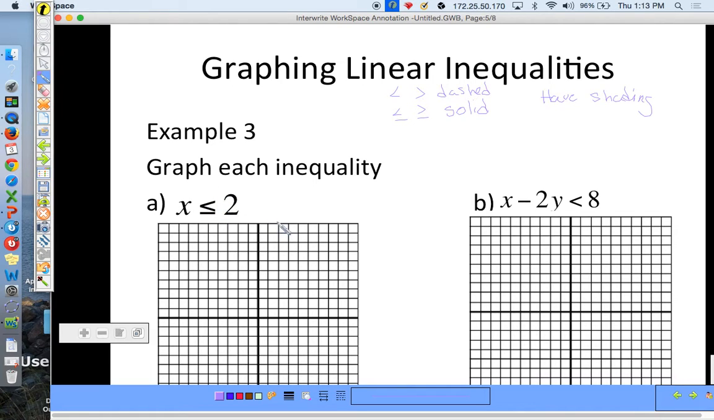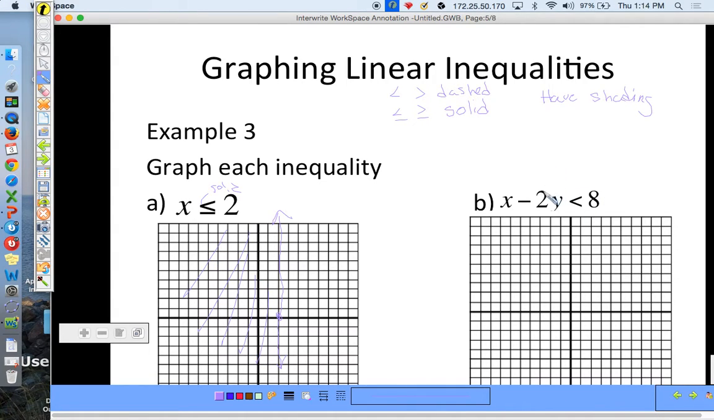X is less than or equal to 2. Well, here's that line where x equals 2 right here. This is a solid line, so we can draw our line all the way up and down. And we want to shade where x is less. Well, that's easy. X is less over here.